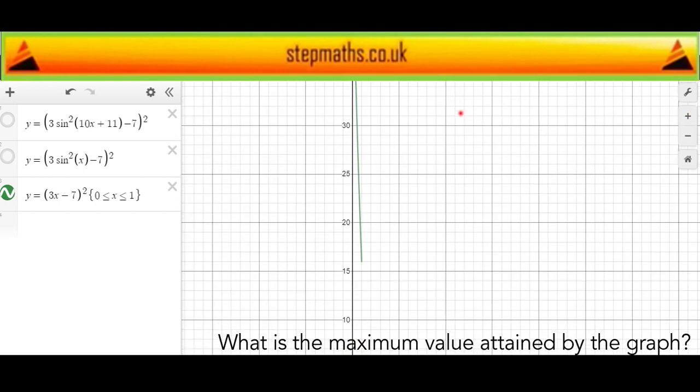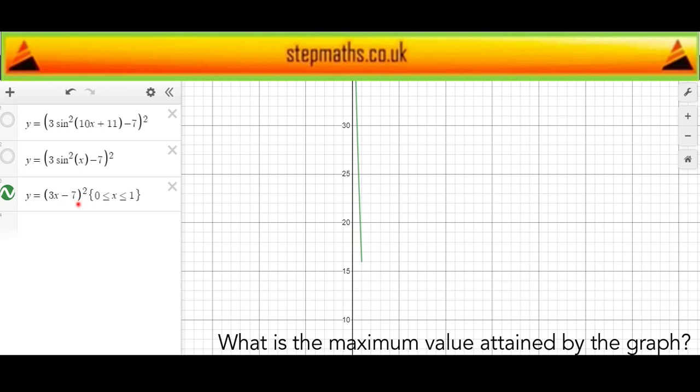This is 3x minus 7 squared. And this is lovely. It's decreasing, as you'd expect, because for x between 0 and 1, this thing will be negative, and as x increases it will become less negative, i.e. its modulus will decrease, and so its square will decrease. So this is a decreasing function.